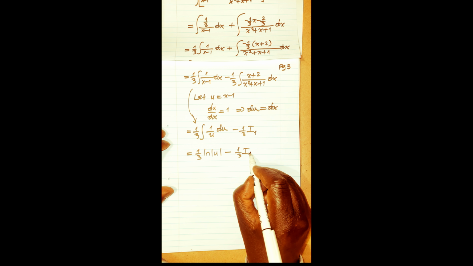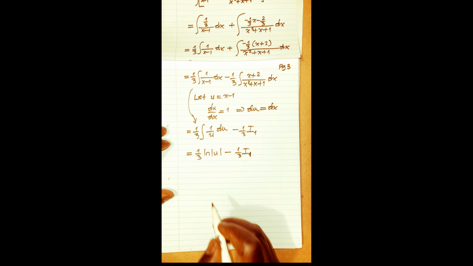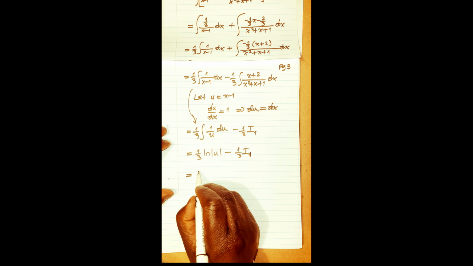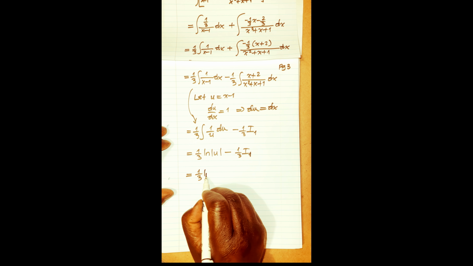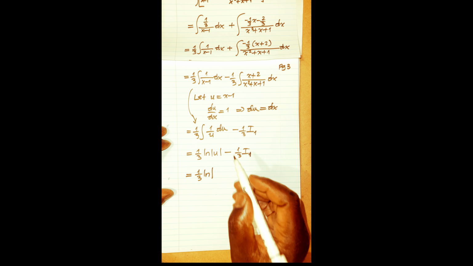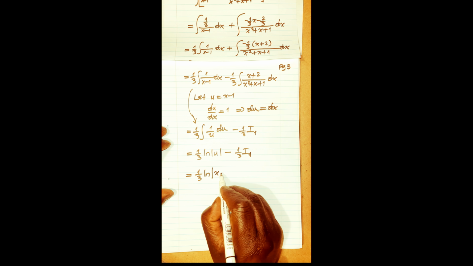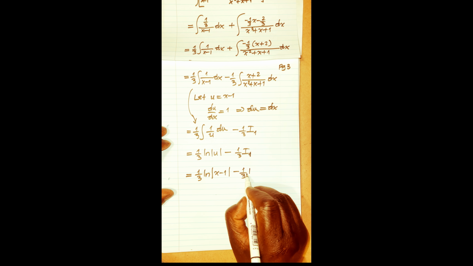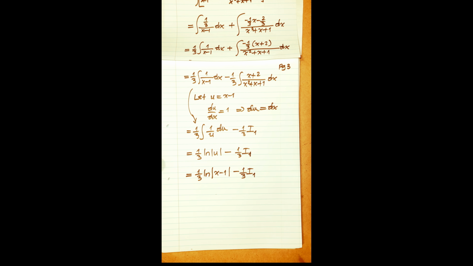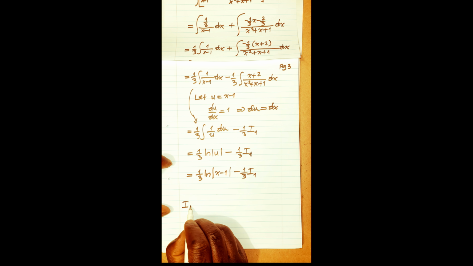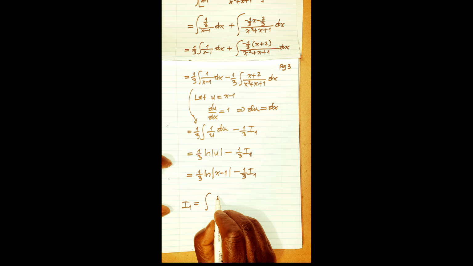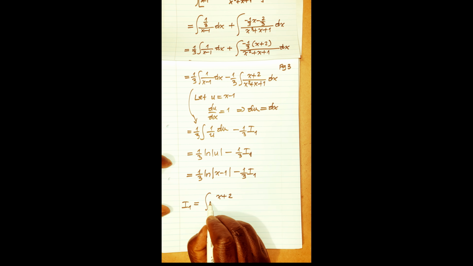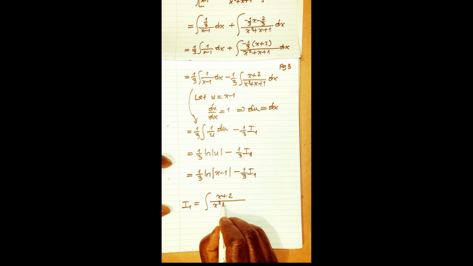Now, why I1? Because we're going to have I2 in the process as we go. Let's simplify this further. This is 1 over 3 natural log of, remember, this part here, u is just x minus 1. So we must maintain that. Right, then minus 1 over 3 I1. Fantastic. Now we have to work on I1. So what is I1 equal to? Well, I1 is the integral of x plus 2 all over x squared plus x plus 1 and then dx.